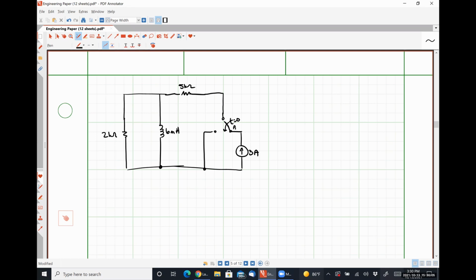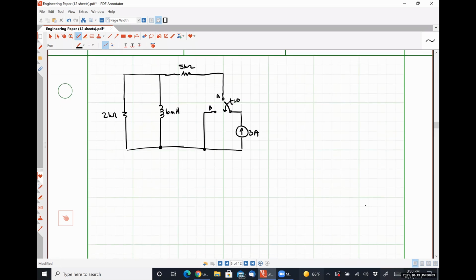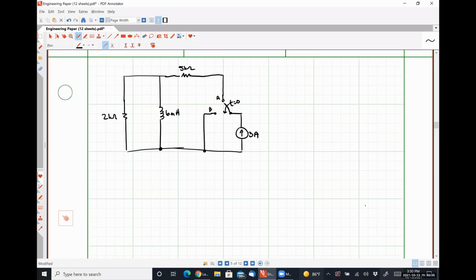actually, let me put A in a different place. Here's A, here's B. So the switch is closed at position A at t is equal to 0 minus, and at t is equal to 0 plus, it then closes to position B. Okay. Analyze the circuit at t is equal to 0 minus. So at t is equal to 0 minus, our switch is closed at position A. And so, oh, sorry, let's talk about what we want to find here.